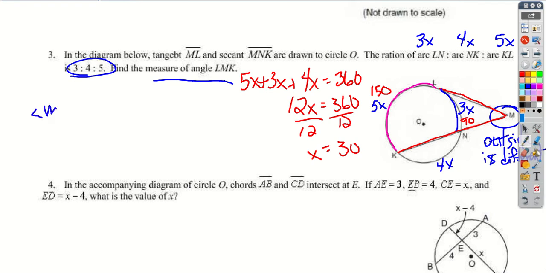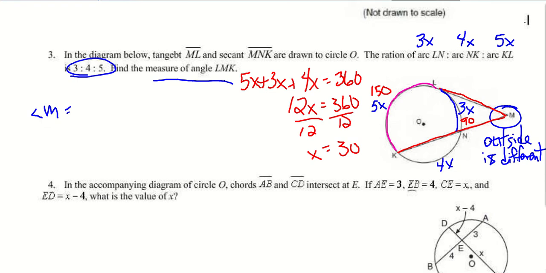So angle M is equal to the big arc, right, 150, minus the smaller arc, 90, and then divided by 2. And so this is 60 divided by 2, and this angle just happens to be 30. It's not always going to be the same as x, just happens to be in this case.